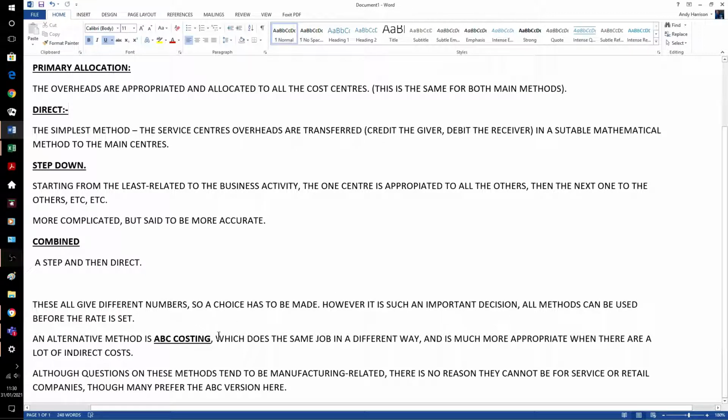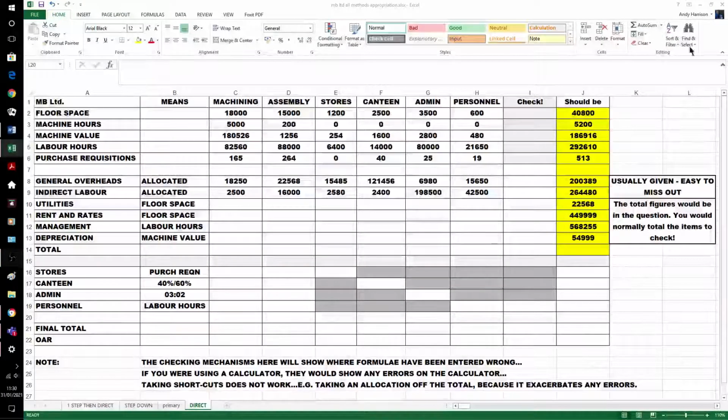The alternative method, ABC costing, does the same job, a different way, more appropriate if there's a lot of indirect costs rather than overheads. Questions tend to be manufacturing related, but it can be applied to service or retail, where they tend to use the ABC method. It's a long time since I walked around a factory measuring the square footage of a department in order to do this, and certainly a long time since I did it on a spreadsheet in the real world.